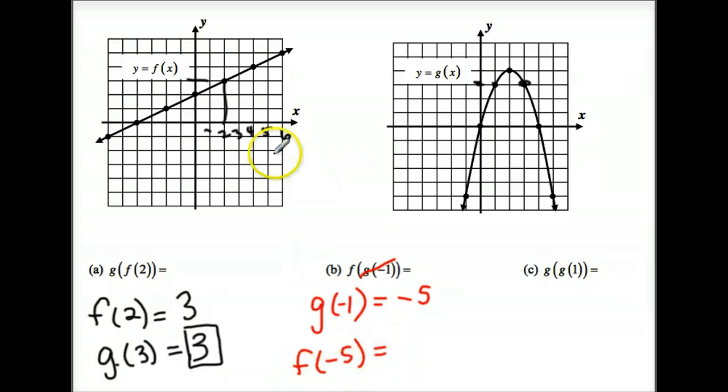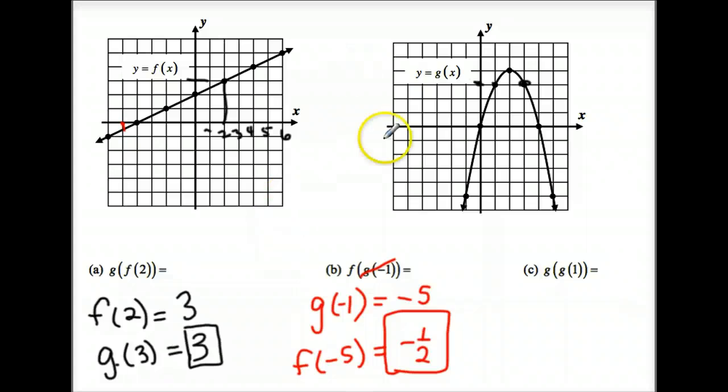Now f of negative 5, meaning I'm going to this graph. When is it negative 5? So I know it's negative 1, negative 2, negative 3, negative 4, negative 5. Go down. Remember, this is my x-axis. It's right here, and I want to see where this intersects the graph. Notice it's between 0 and 1, so that's negative 1/2.